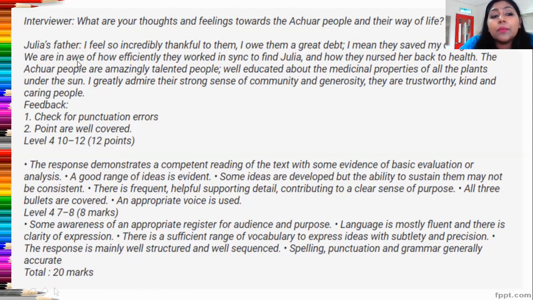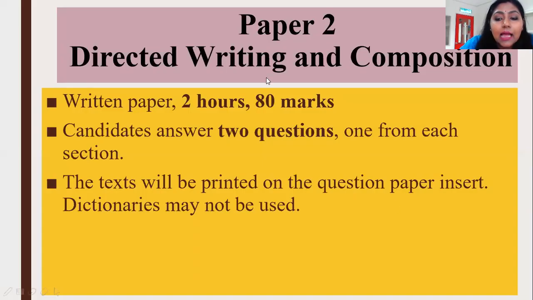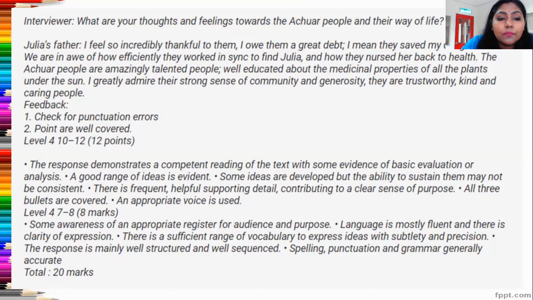So I would say that the points are well covered. Therefore, I have given level 4, that means 8 marks for the reading, and I have given how many marks for the writing? So 20 minus 8, 12. So 12 for the writing. Therefore, the total marks that this particular candidate has scored was 20 over 25.